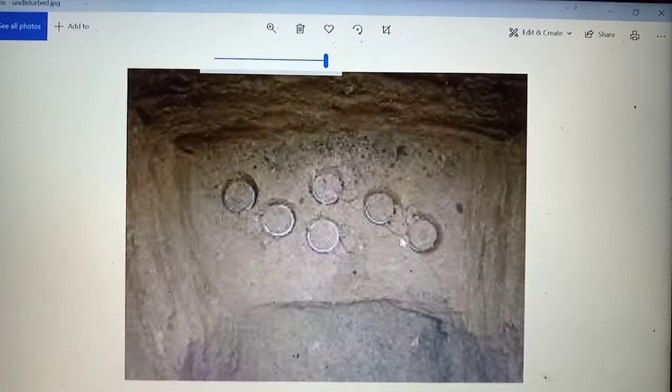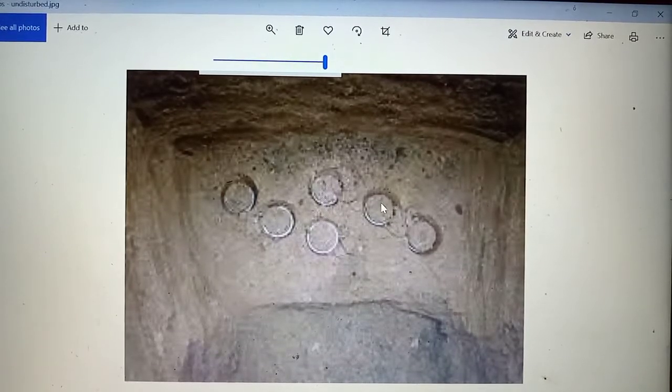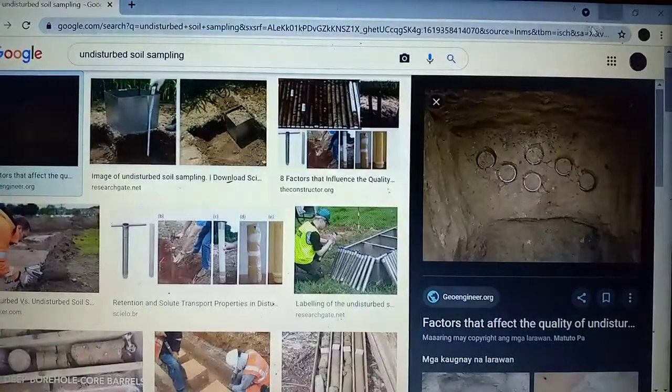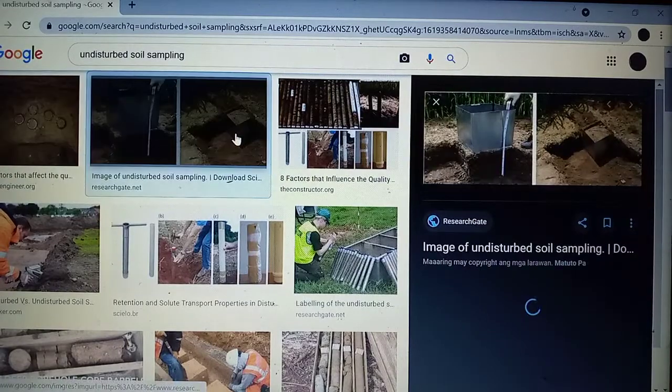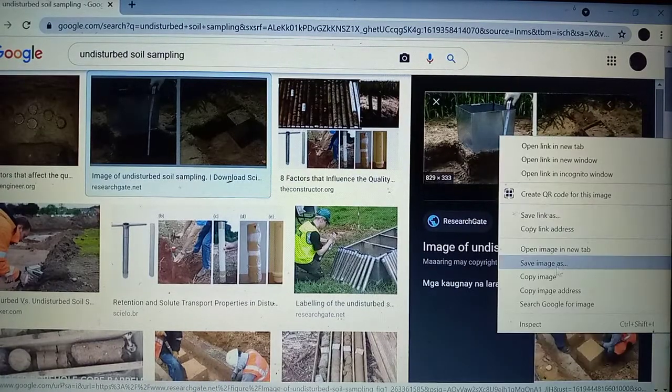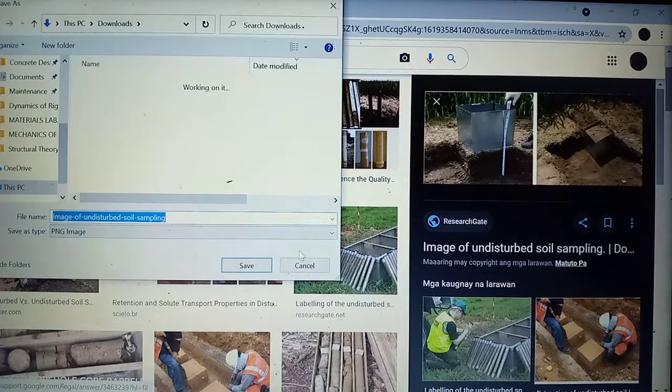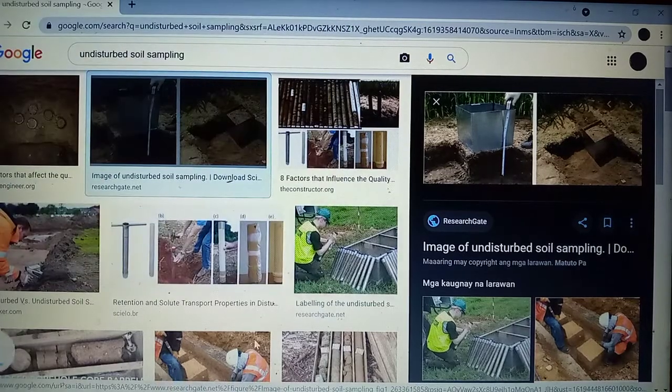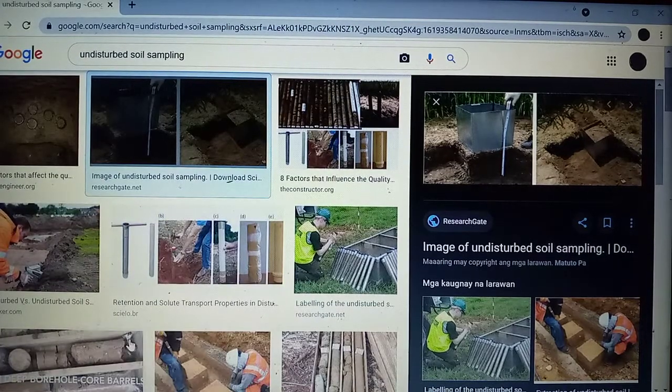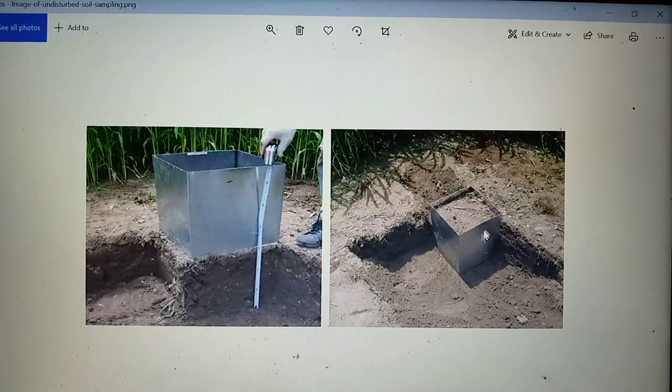So, pwede rin, usually ito is para sa pagtatayo ng building. So, this is the method of undisturbed sampling. So, kukuha ka ng samples na cylindrical yung forma or pwede rin in form of cube. Pwede rin ito. Yan, yung undisturbed sampling.